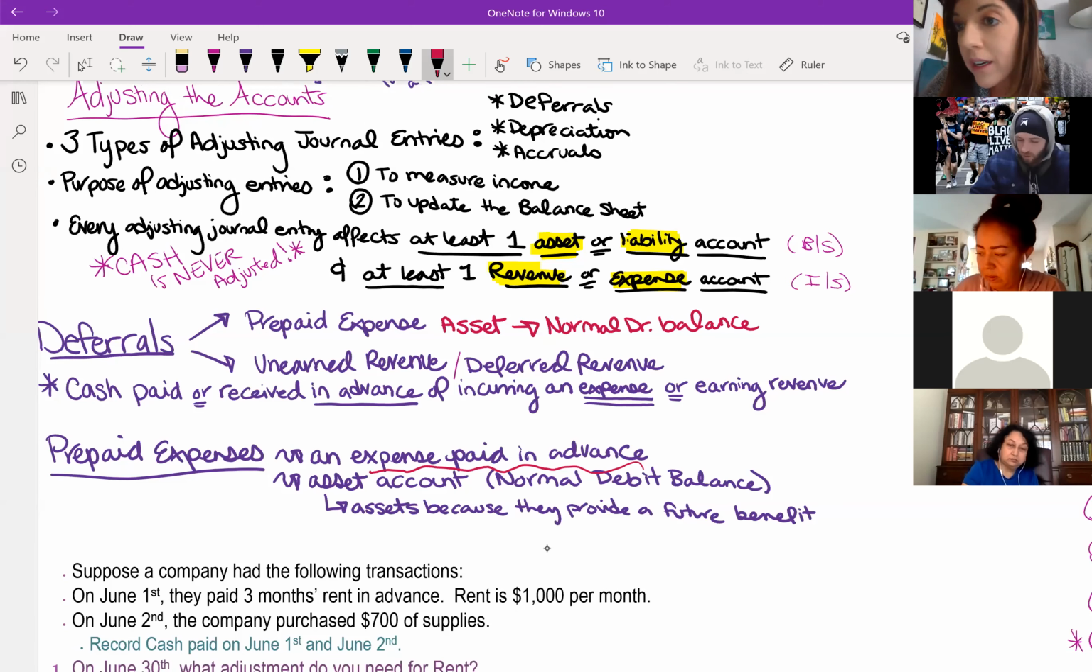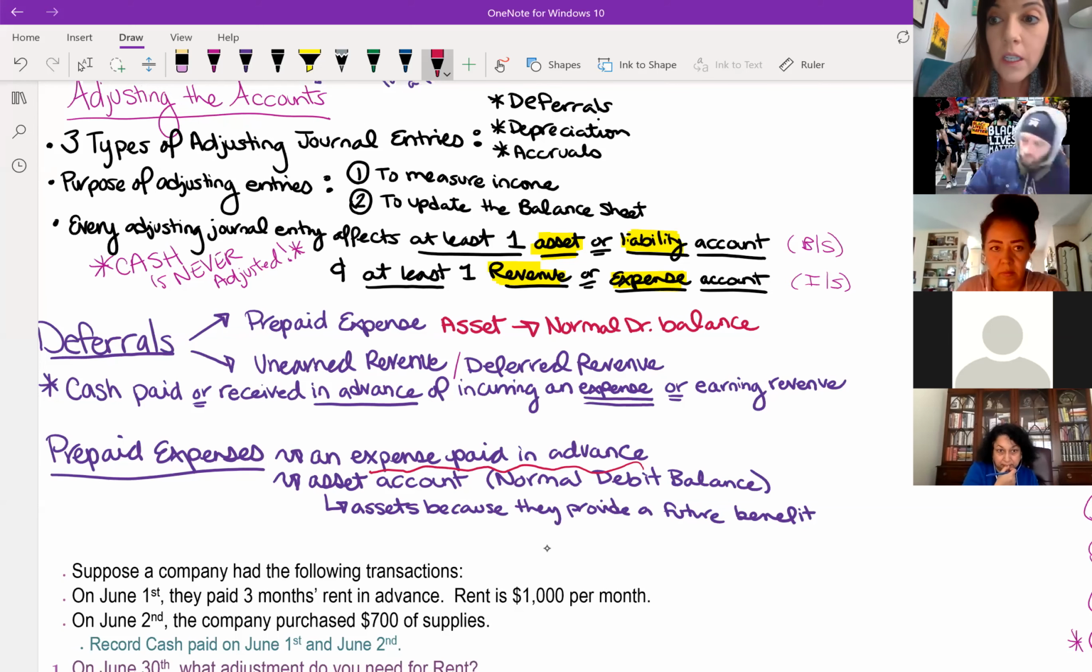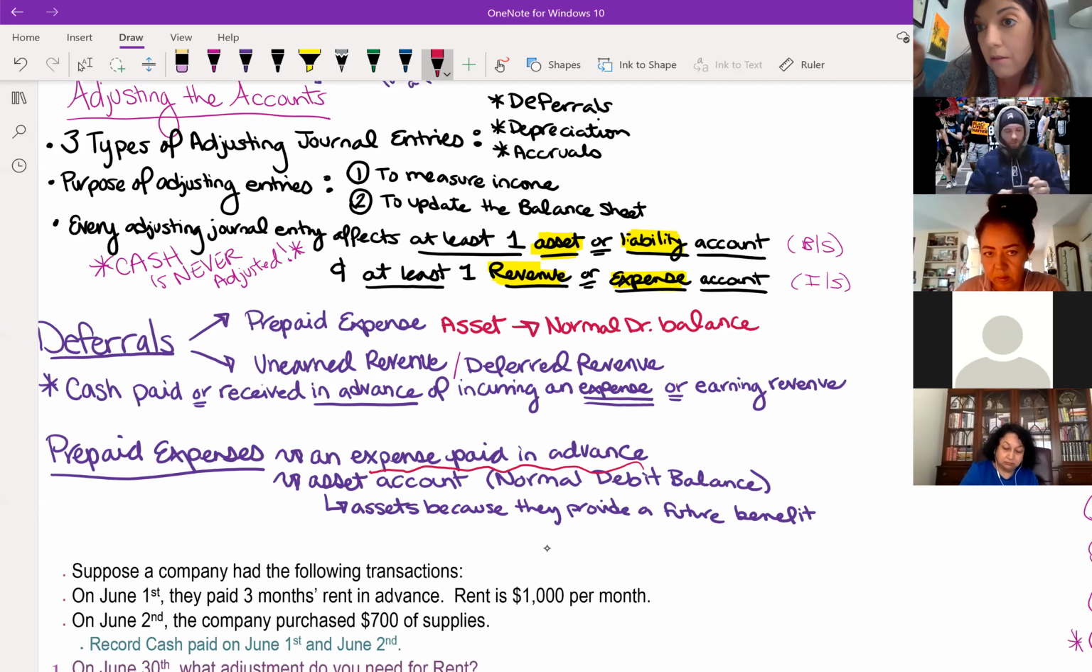A common one would be insurance. A lot of insurance carriers require us to pay a year or a quarter's worth of insurance in advance. We haven't used the insurance yet. The time period hasn't even passed yet for when it relates to that insurance policy, but we have to pay for it in advance. It's a prepaid. It's an asset. It's providing us with a future benefit, meaning we have insurance to use during that year.